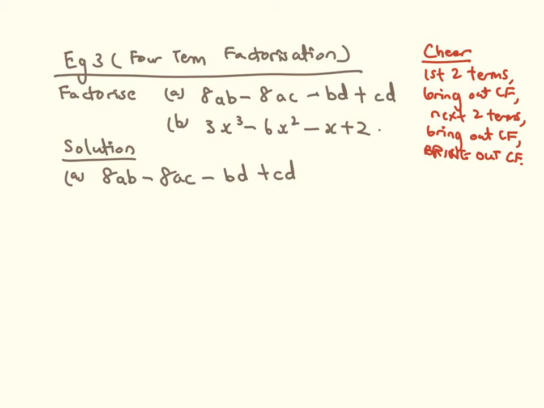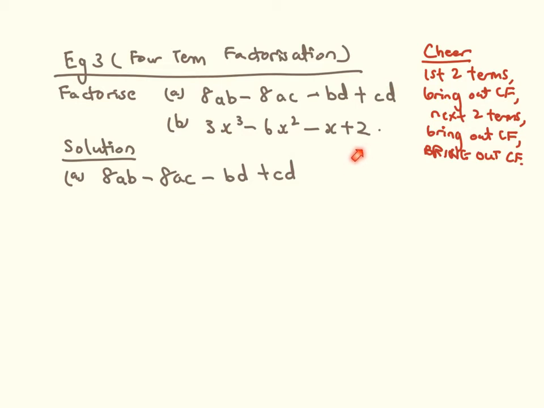Okay, now let's move on to the next example. Example 3, which is the 4-term factorization. Notice that in each of these examples, there are 4 terms: 1, 2, 3, 4, separated by 2 minus signs and 1 plus sign. In part B, you have 1, 2, 3, 4 terms, separated by 2 minus signs and 1 plus sign. So check that you have 4 terms.